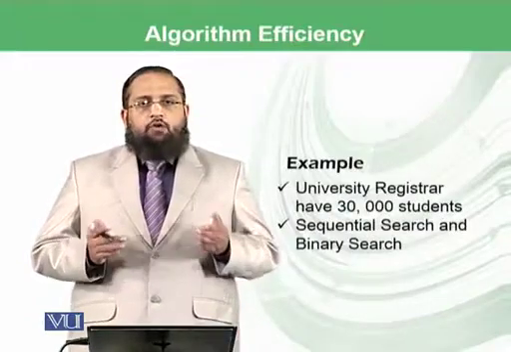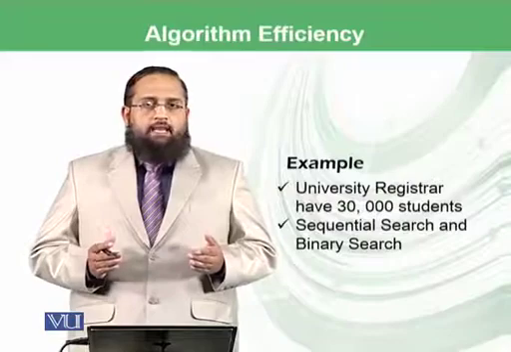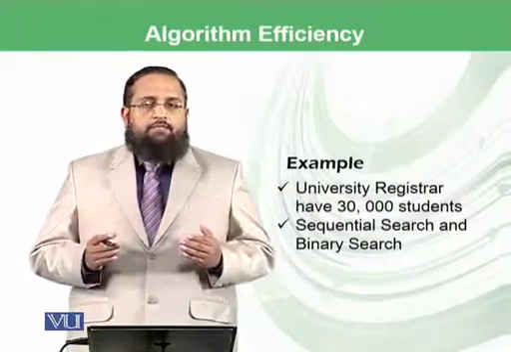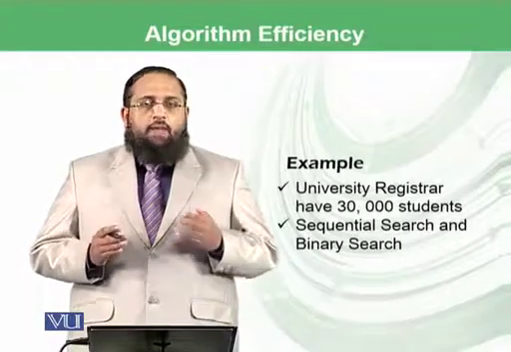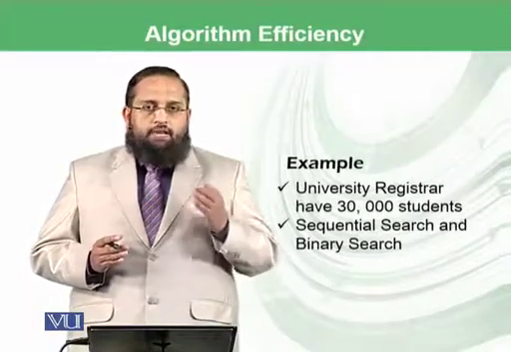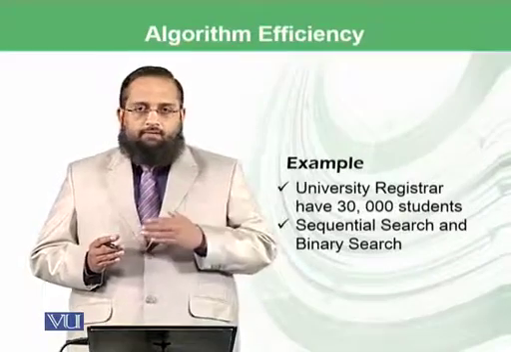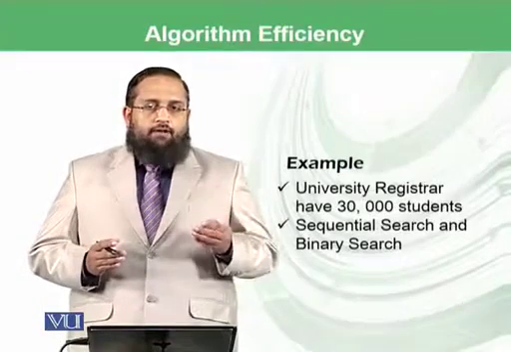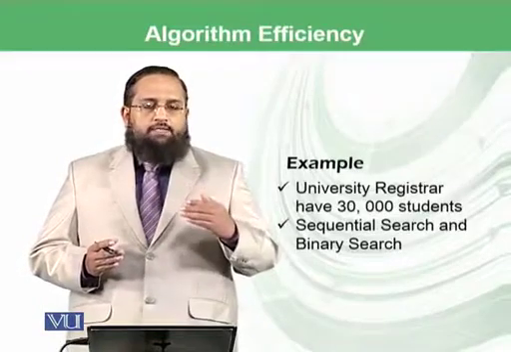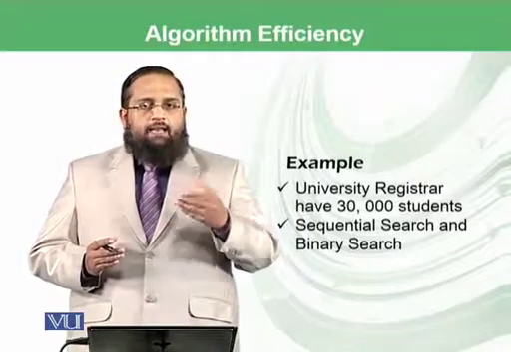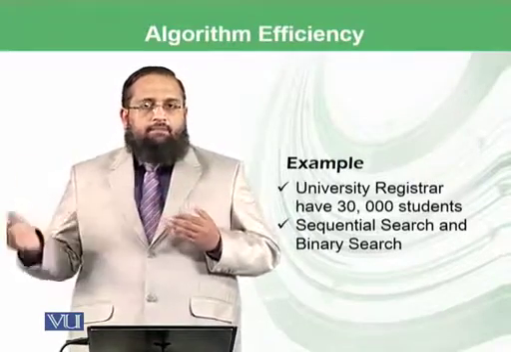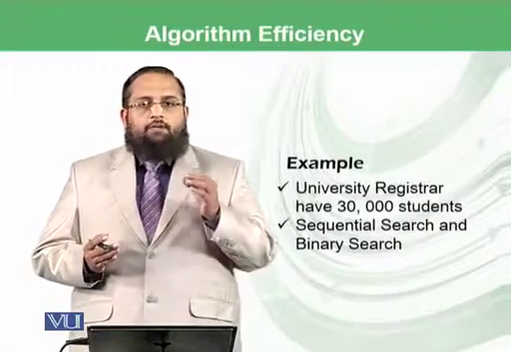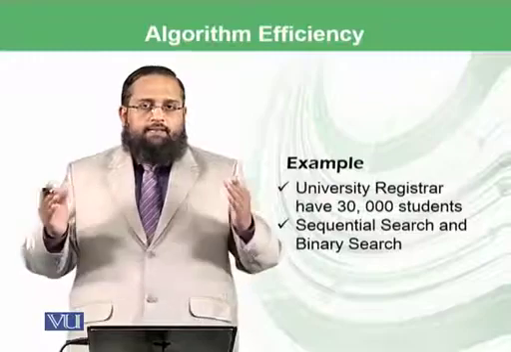Suppose your university registrar has a list of 30,000 students, and those 30,000 students have been sorted based on their registration number in ascending order. This means the registration number at the start is the minimum one, and then it is incremented until the last one. Now we want to search for a particular student from that list.